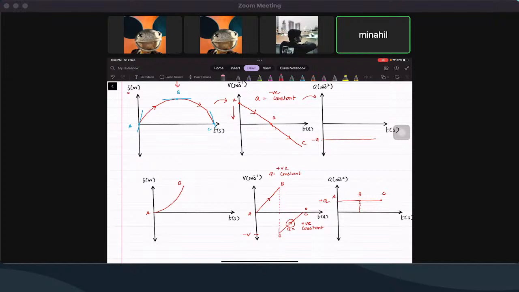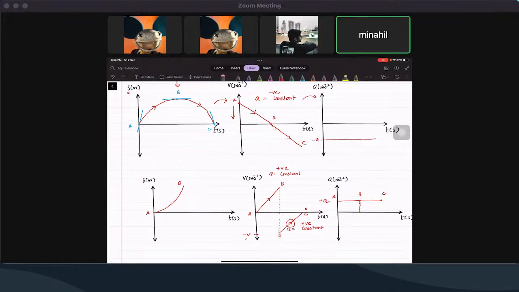So it's still going up. It's going up, that's correct. But you're talking about the gradient. I'm saying the velocity, the negative velocity, the value is increasing or decreasing? Increasing? No. The velocity is going from a negative value to zero, that's correct. But the magnitude is decreasing, right? Don't you agree?